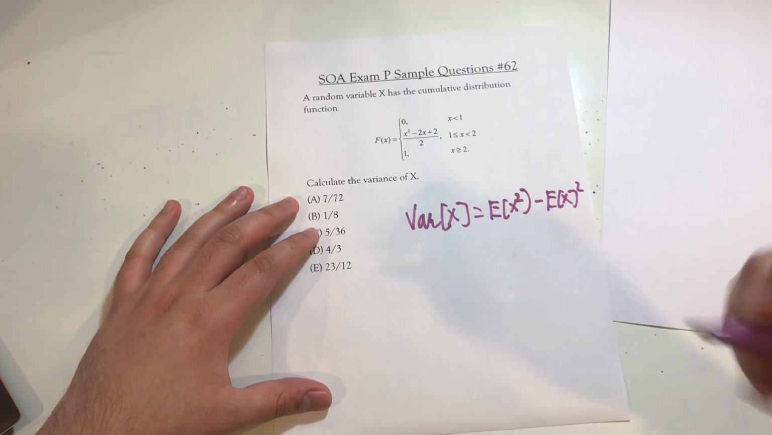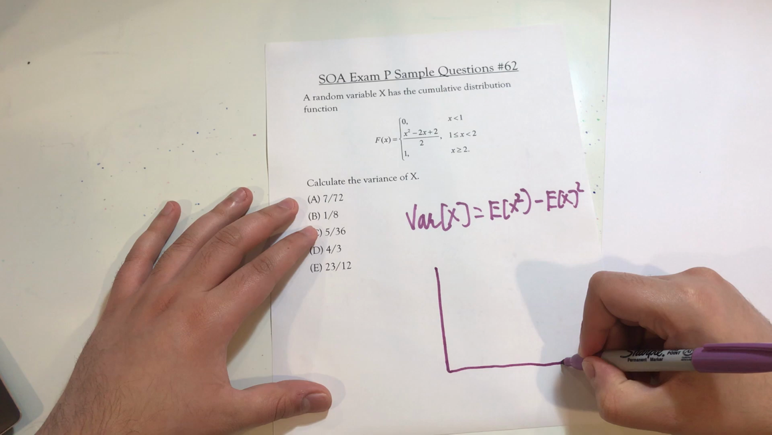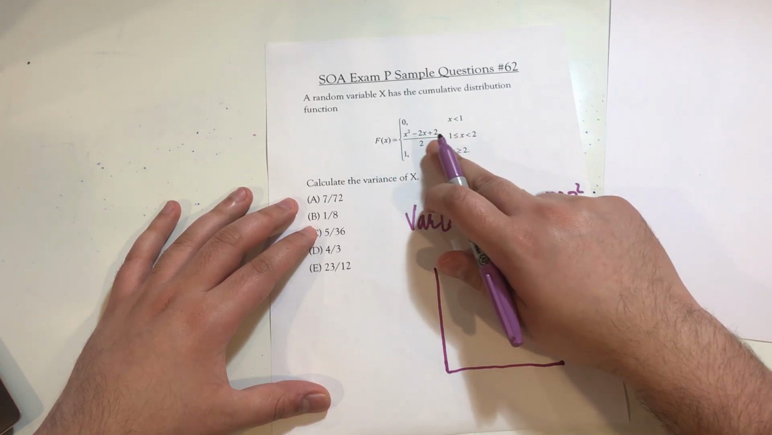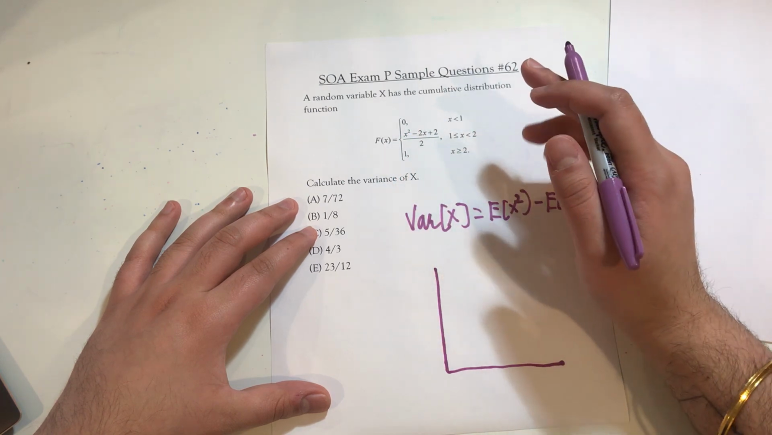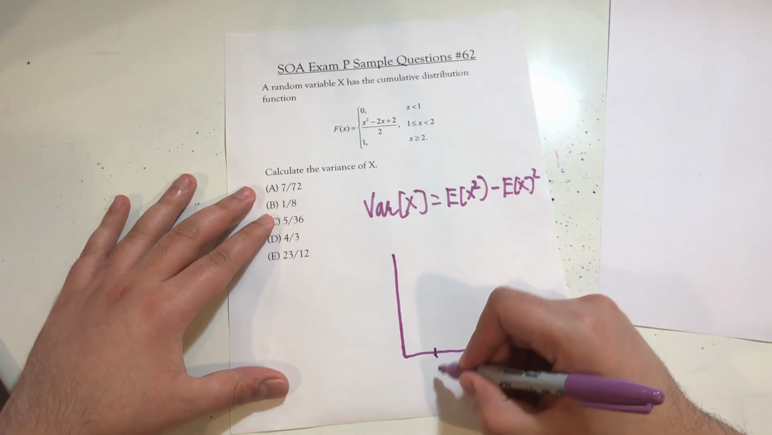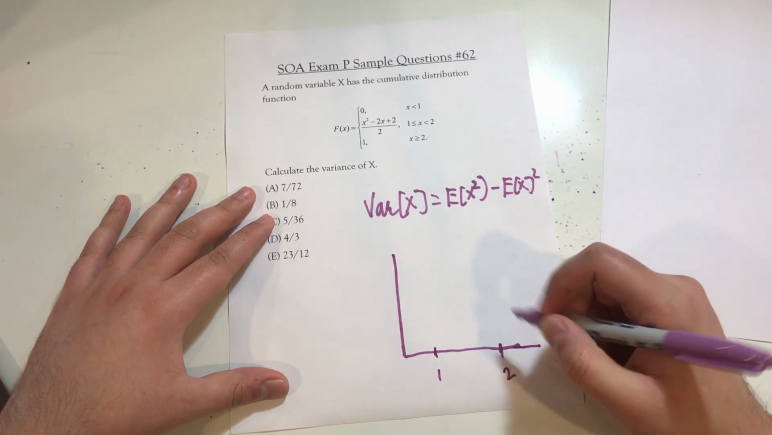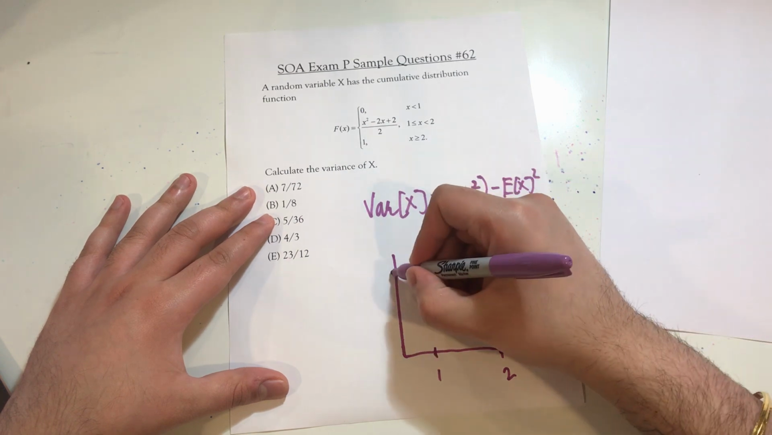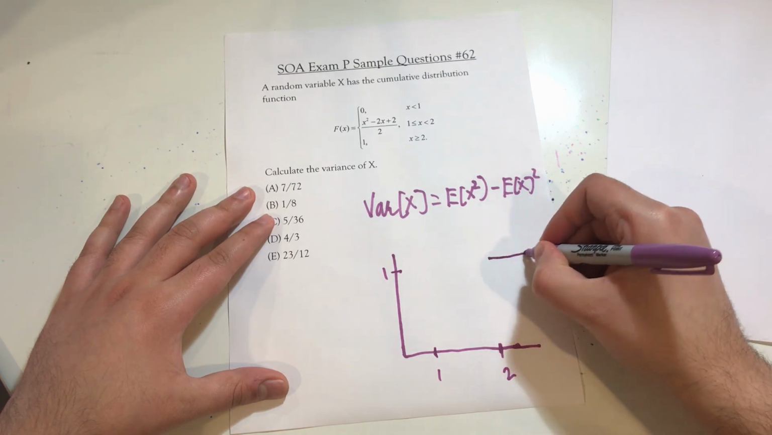Typically when given a CDF, you might want to just quickly draw a small little graph of the CDF. So the value is 0 until it hits 1, and then the CDF is defined by this function. So I'll say 1's right there, 2's right there, because after 2, your CDF is 1. So I'm going to say 1 is up here, and from here it continues onward.